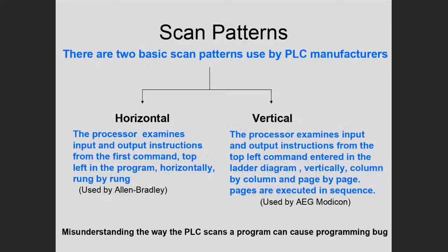I don't really care about this scan pattern slide. Basically, in your PLC, here's your ladder. Your processor is going to start right here at the upper rung on the left. It's going to read across here, then come back and read the next rung, then come back and read the next rung, and come back and read the next rung. It's what we call a horizontal scan pattern.